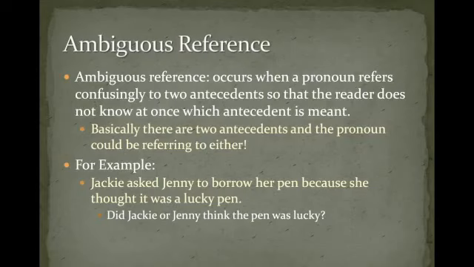Now, an ambiguous reference occurs when a pronoun refers confusingly to two antecedents, so the reader does not know at once which antecedent is meant. Basically, there are two antecedents, and the pronoun could be referring to either. For example, you might say, Jackie asked Jenny to borrow her pen because she thought it was a lucky pen. Well, it's ambiguous. Did Jackie or did Jenny think the pen was lucky? We're unsure.